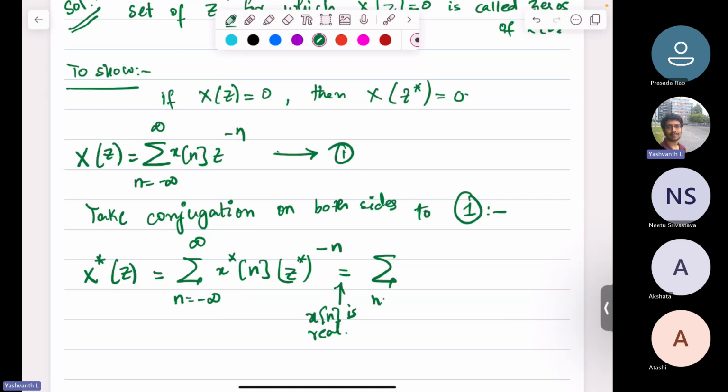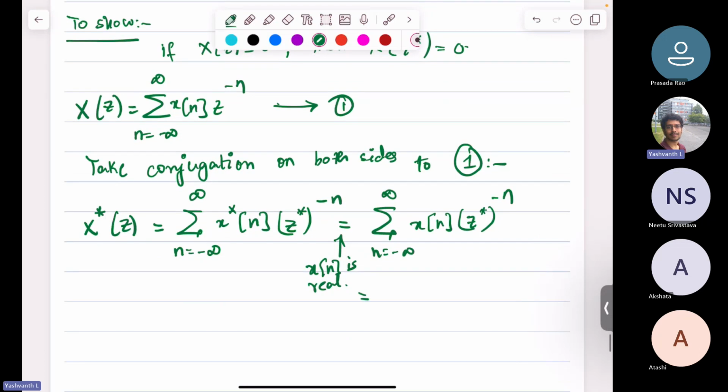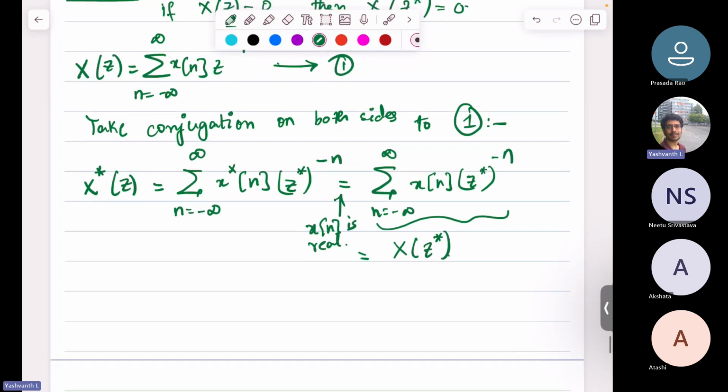Therefore, x conjugate of n becomes just x of n into z conjugate of minus n. Correct? So what does it mean? It implies this is nothing but x of z conjugate. This is x of z conjugate.